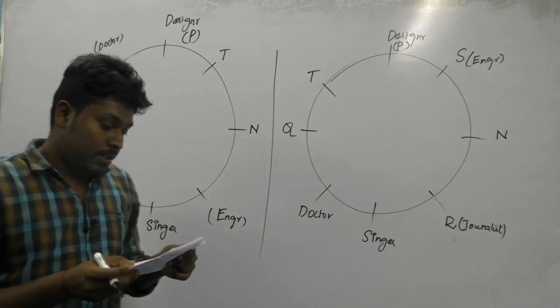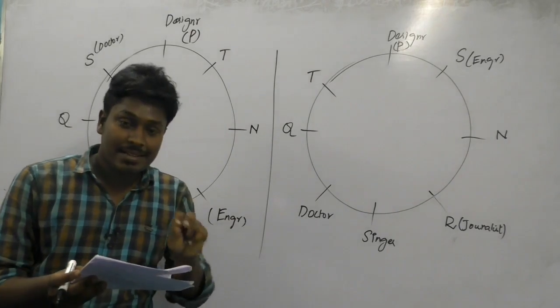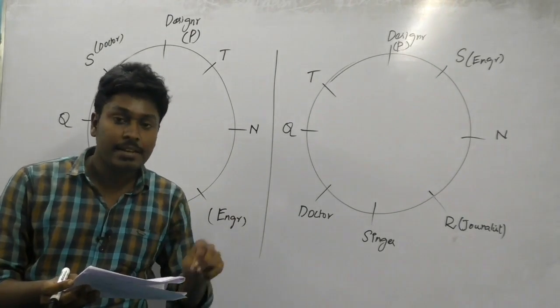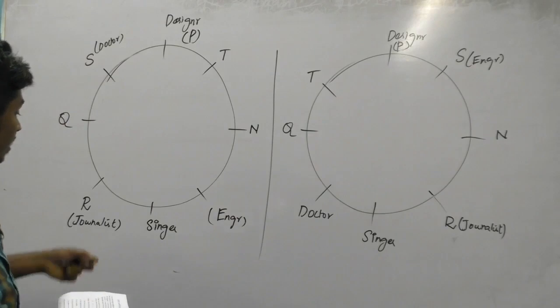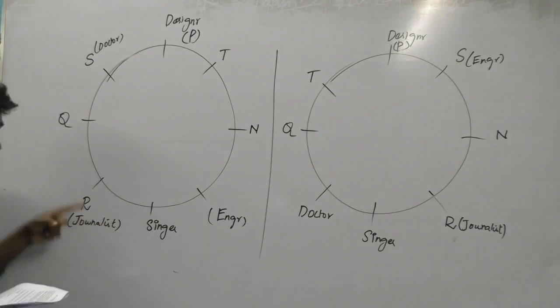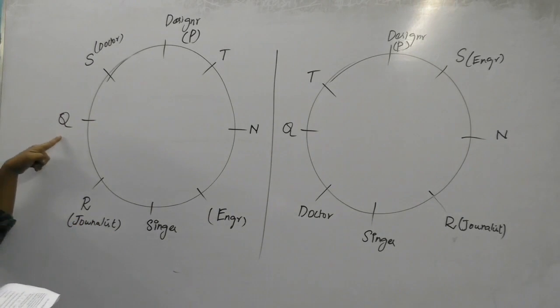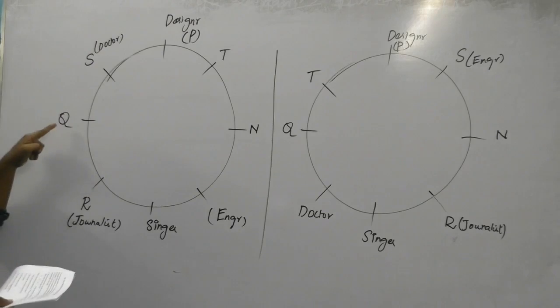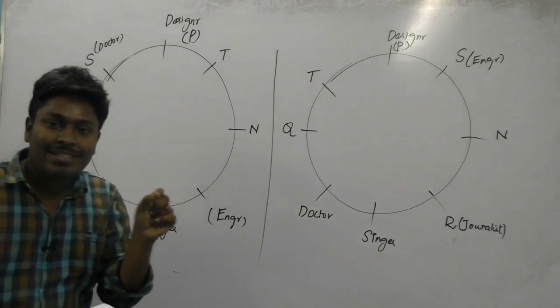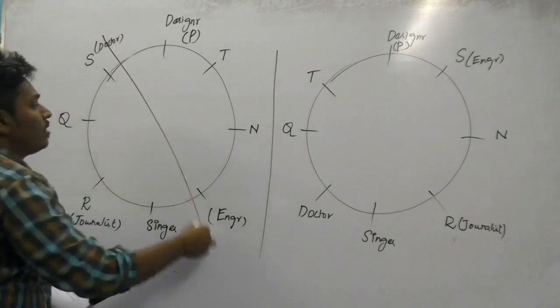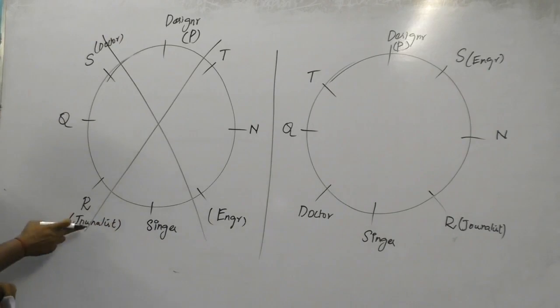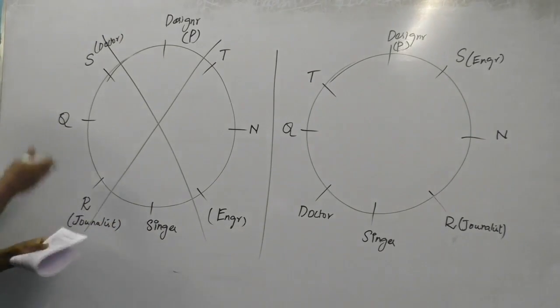Okay. O sits second to left of journalist. Journalist's left hand side, immediately O is sitting. Where is the journalist here? If the journalist is here, on the journalist's left hand side O should be here. Friends, see here, on the journalist's left hand side Q is here. So definitely this diagram is absolutely wrong. Why? Because the condition doesn't follow. Journalist's left hand side should be O, but here it is Q.